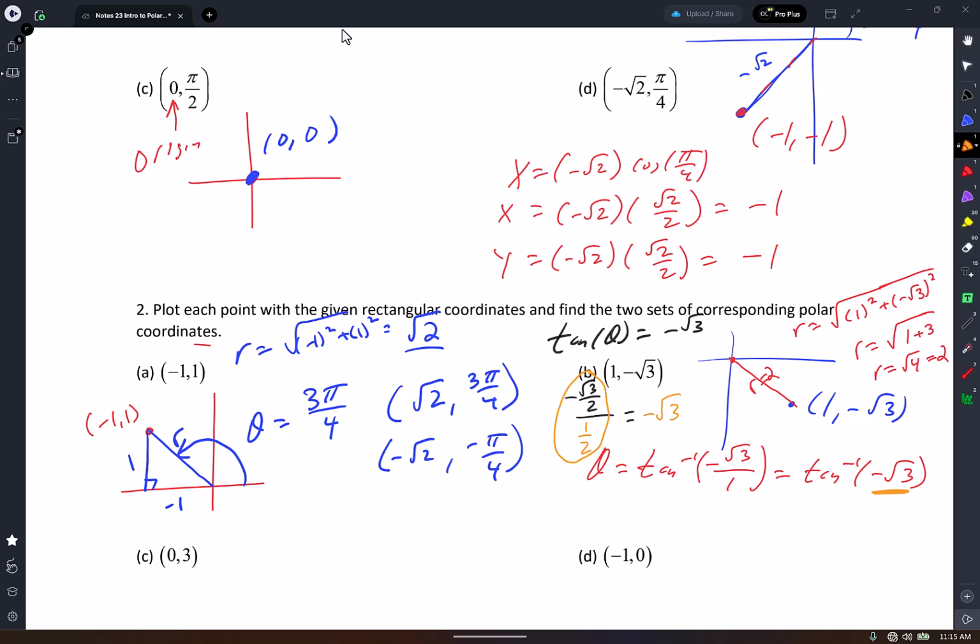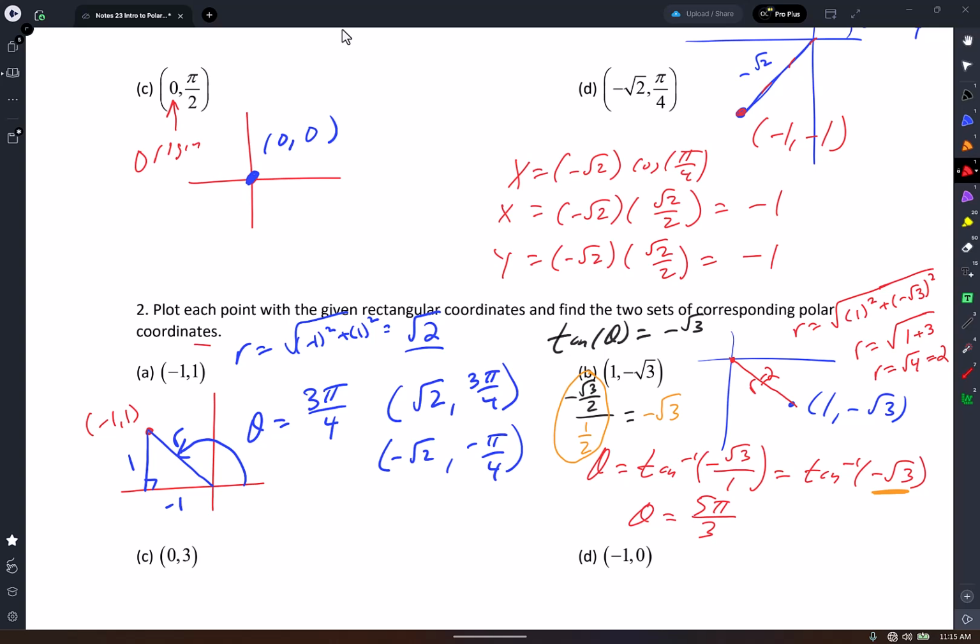I want the y to be, I didn't draw it perfect. It's not to scale. It should be closer like that to the y-axis. I want the y value to be negative square root of 3 over 2 and the x-axis to be a half. What angle is that? 7 pi over 3. Not 7 pi, but 5 pi. There it is. 5 pi over 3.